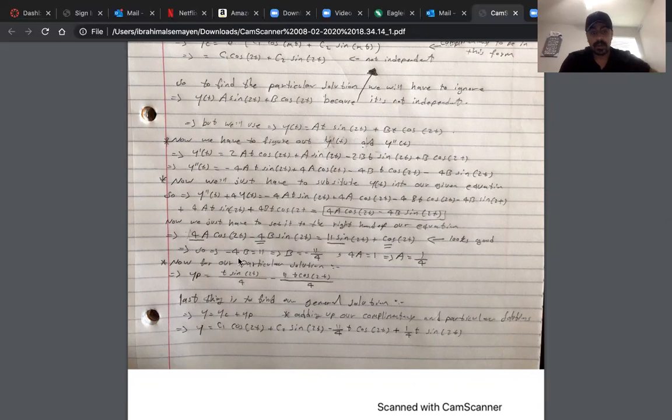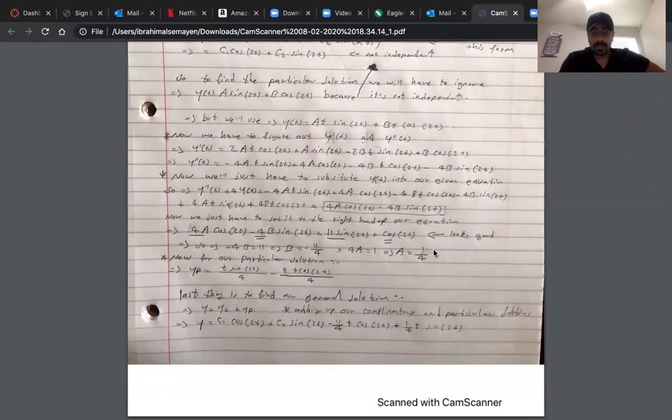As you can see in here, minus 4b equals 11, which will give us b equals negative 11 over 4, and 4a equals 1, which will give us a equals 1 over 4. And by doing this, we got our particular solution for this question, which would be yp equals t sine of 2t over 4 minus 11t cosine of 2t over 4.